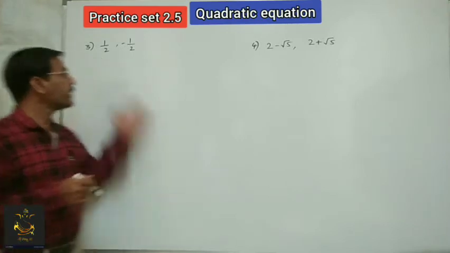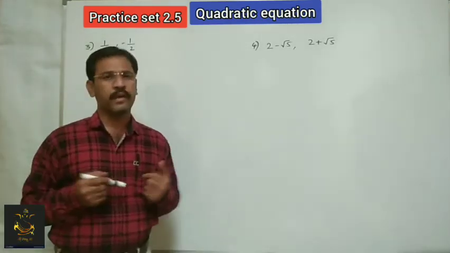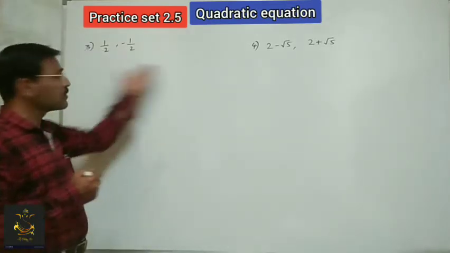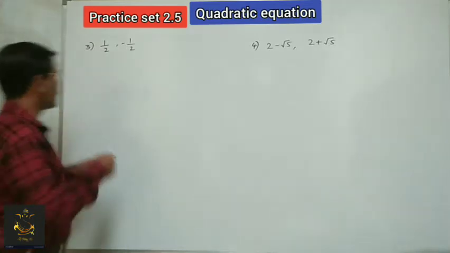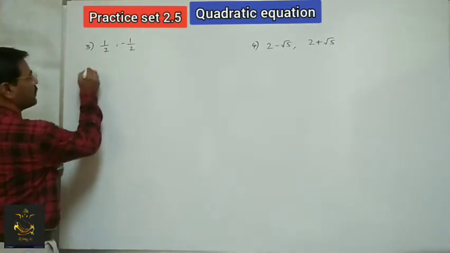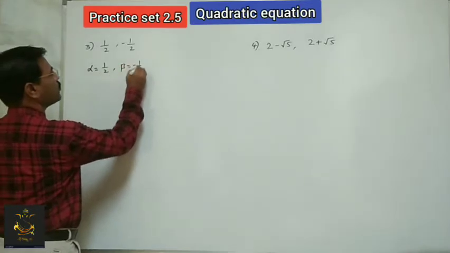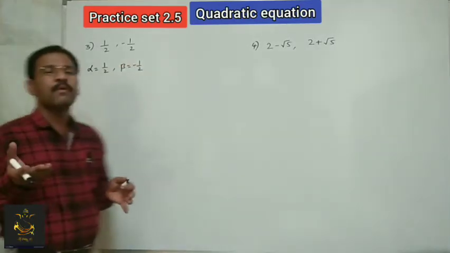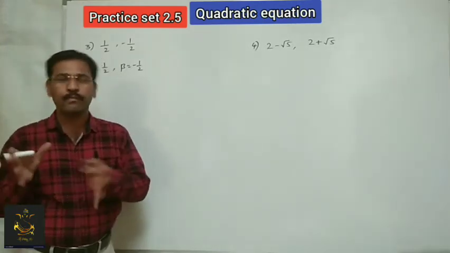Here, the remaining two examples. Here also we have to form the quadratic equation. They are given to us: alpha and beta are the two roots. Okay? See here, the third one. Alpha is equal to half and beta is equal to minus half. To form the quadratic equation, we know alpha plus beta and alpha into beta, both we need here.